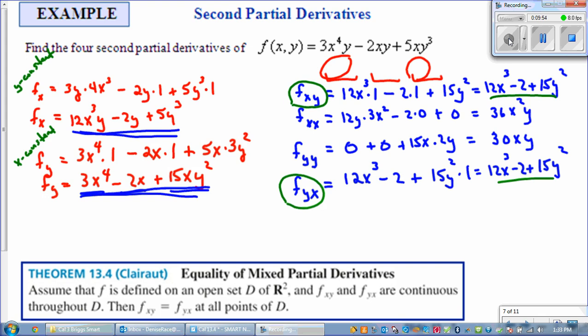And those conditions, assuming f is defined on an open set D inside of R squared, or R2, f sub xy and f sub yx, if they're both continuous throughout that whole open set, then those two partial derivatives will be the same at all points in that open set D. So if the function is defined on an open set and the two partial derivatives are continuous for that set, then the two partials will be the same. And most of the functions we deal with will have those two partial derivatives continuous, so those will be the same. So it's a good way to check yourself.